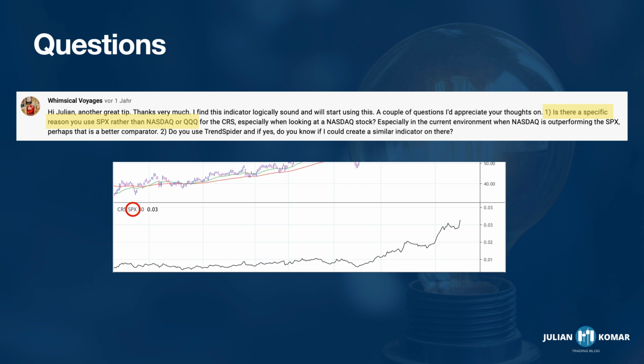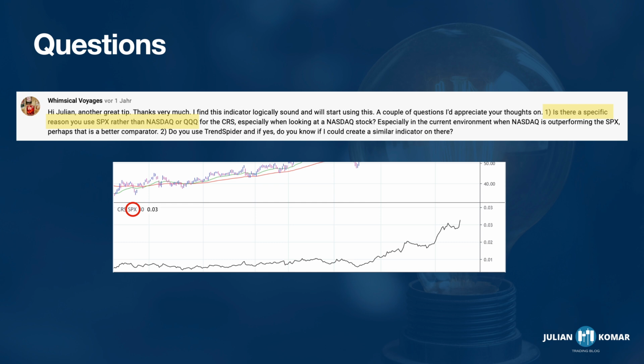On the other side, especially if you use QQQ, for example, which is the Nasdaq 100, you always compare your stock to a very small basket of other stocks. The index only contains 100 names and the S&P 500 contains 500 names. So the S&P 500 is a better comparison because it also covers more different sectors and more different stocks. And that's also why I'm using the S&P 500 and not the Nasdaq or triple Q for the RS line.